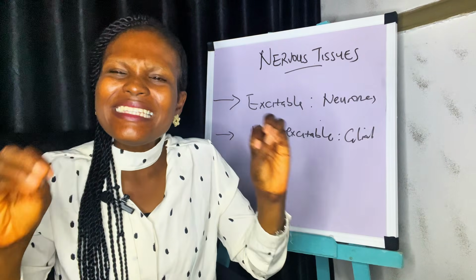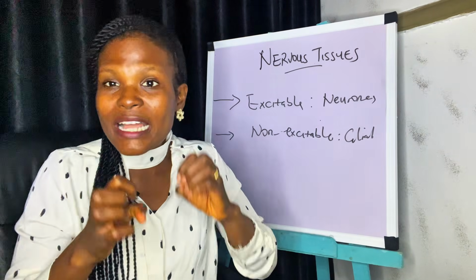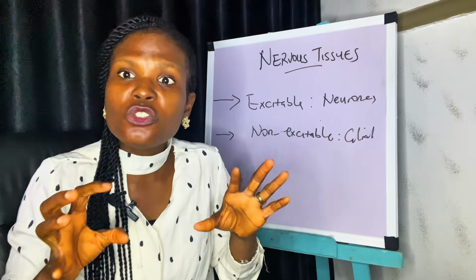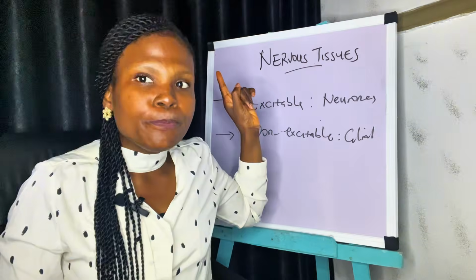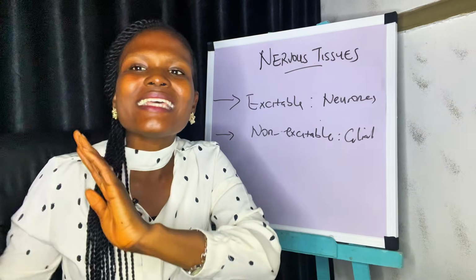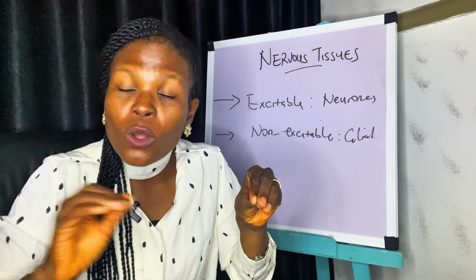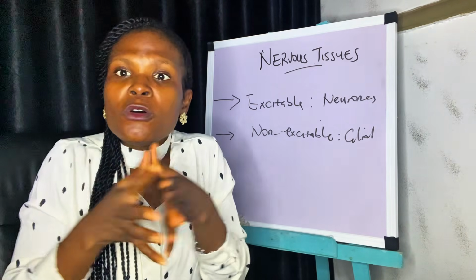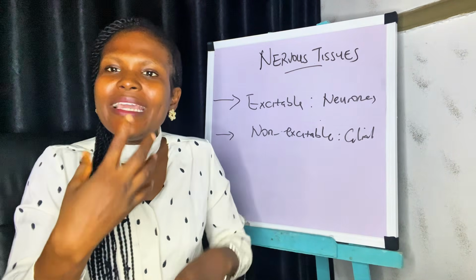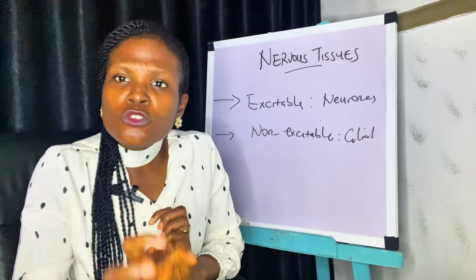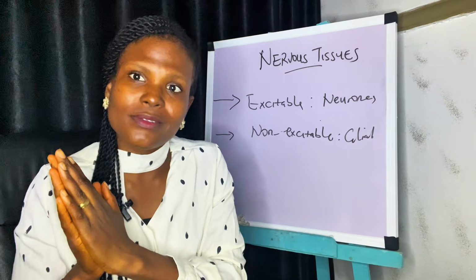Because we are looking at it at the tissue level now, we're going to be looking at the types of nervous tissues that we have. The two classifications we're going to be looking at are the excitable tissues and non-excitable tissues. Excitable tissues are the parts of the nervous tissues that respond to stimuli, that receive stimuli, interact with stimuli, respond to stimuli. And these parts of the nervous tissues are called the neurons.